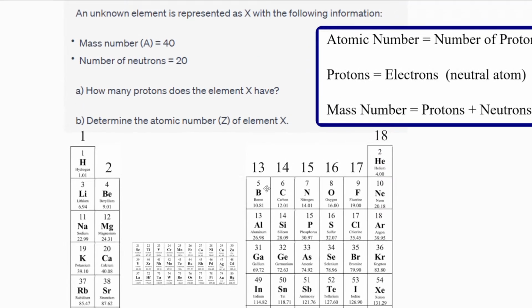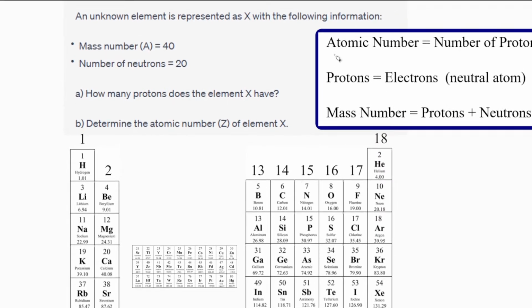Okay, so here, what we're looking at is we know the number of neutrons and we know the mass number. So we can start there. We could say we have 20 neutrons and the mass number is 40. So how many protons do we have? 20 plus 20, that equals 40. So we have 20 protons.